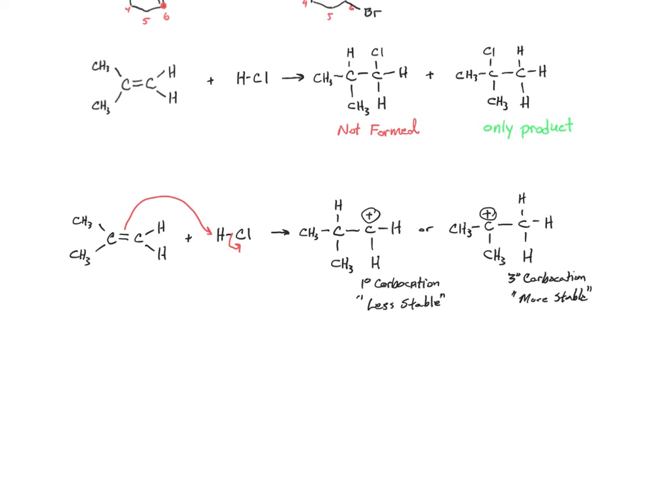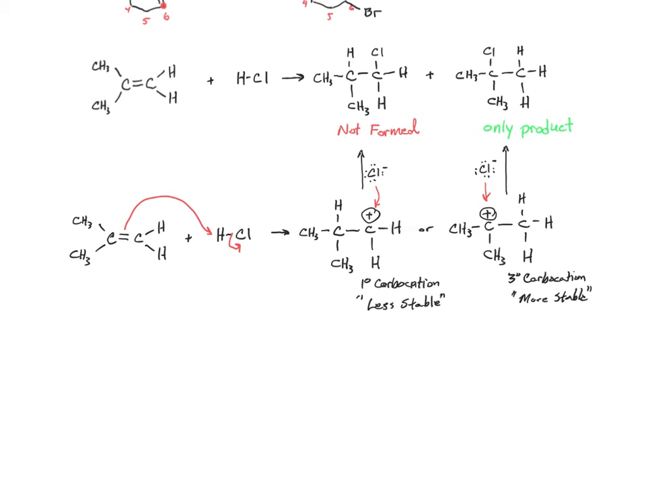Okay, so you can see that the first intermediate that I drew, when chlorine comes in and attacks, will lead to the product on the left-hand side. And when it comes in and attacks the intermediate on the right, we have formation of the product on the right.